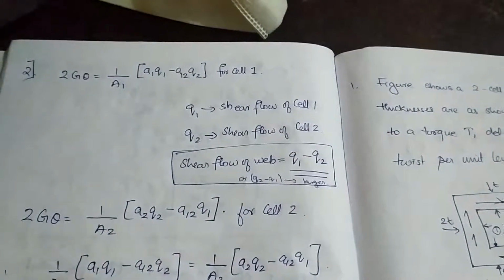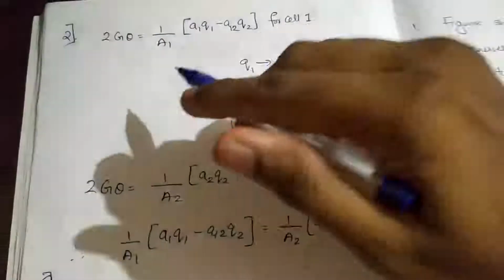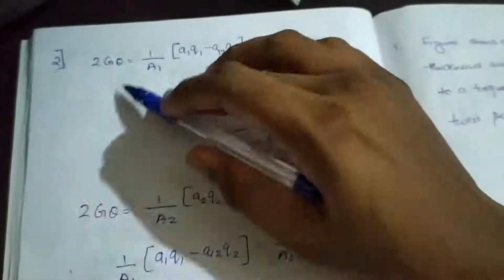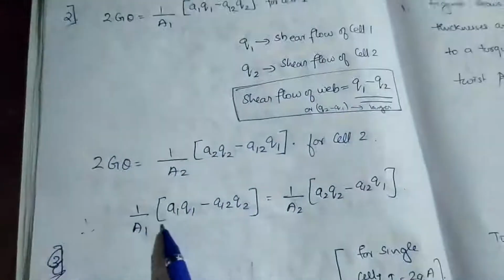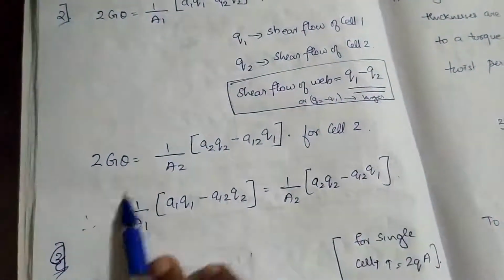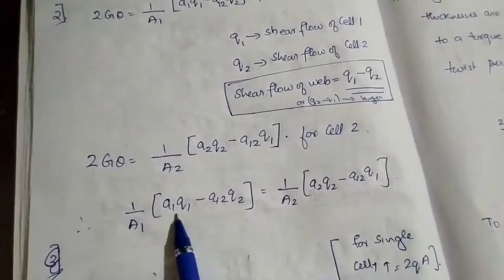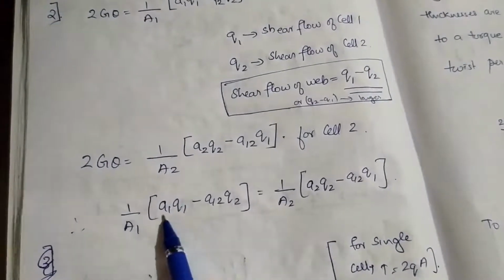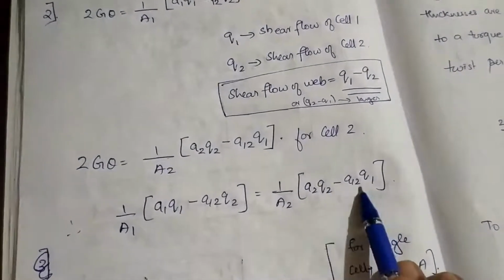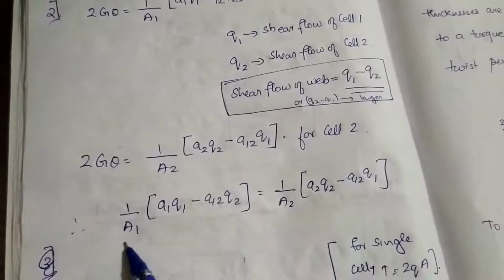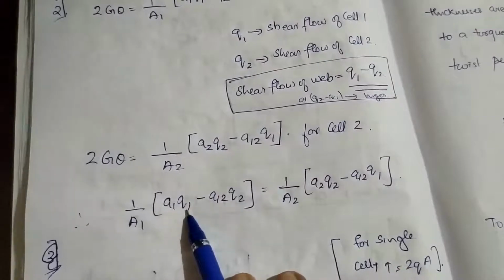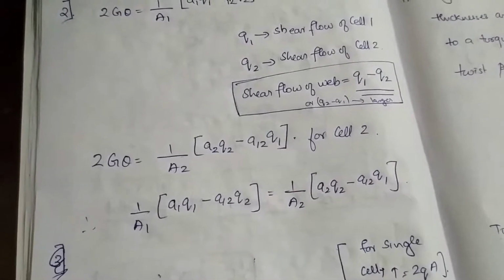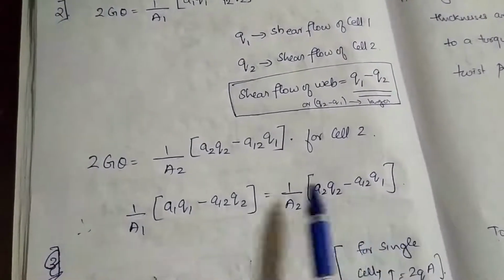That's all. Okay. Now, if you analyze these two equations, 2G theta is the same in the RHS. So you can equate these two equations. So this equation will give you the value of q1 and q2. Actually you can find out delta 1, delta 12, delta 2, A2, A1, all these things you can find out. But you cannot find out q1 and q2. That you can find by equating these two equations.